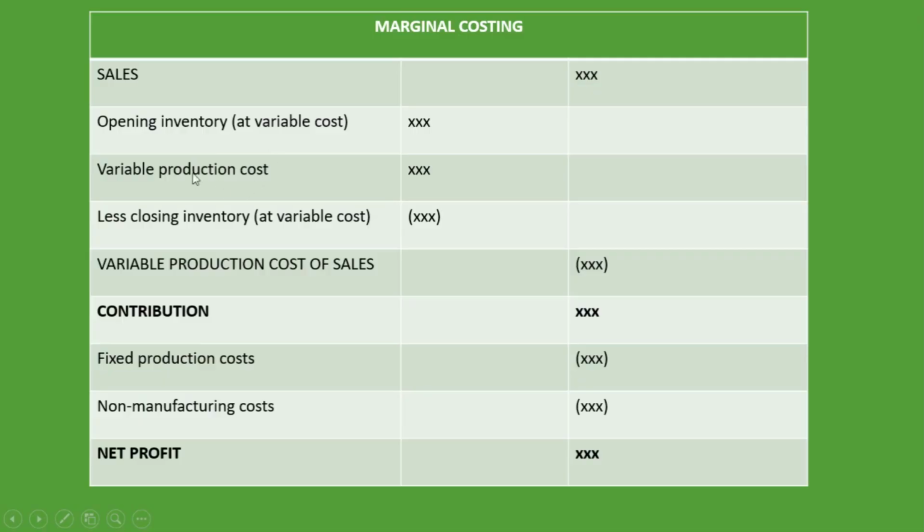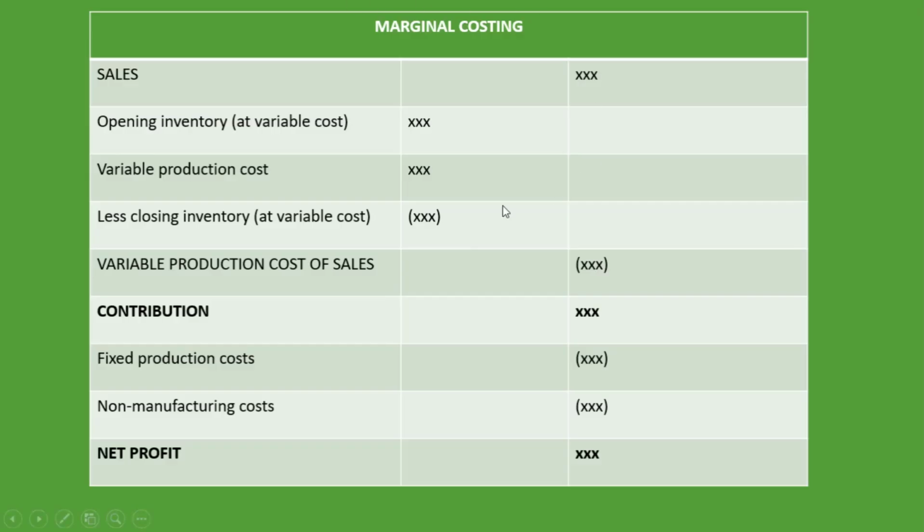And then we have variable production cost, which will be what we produce during this period. We add that, and then we deduct the closing inventory at variable cost, and then what we have there is the variable production cost of sales. So you can see this one is much simpler than the absorption costing, but absorption costing is also easy, and we'll look at that right now using the example.